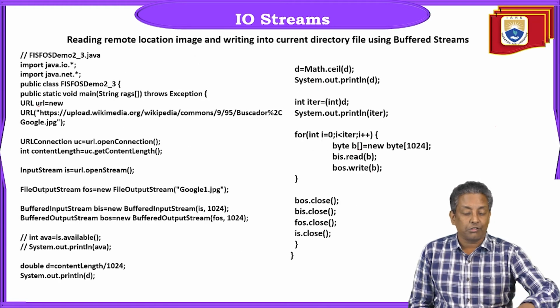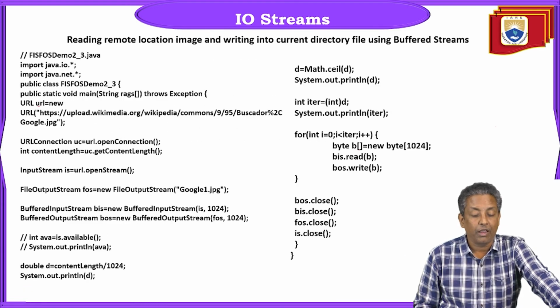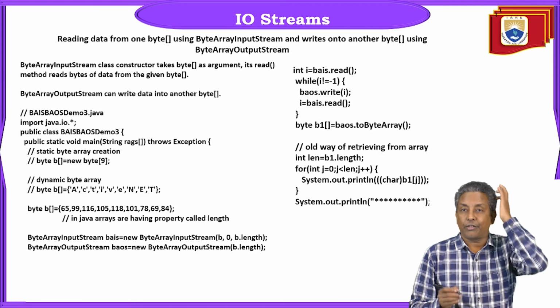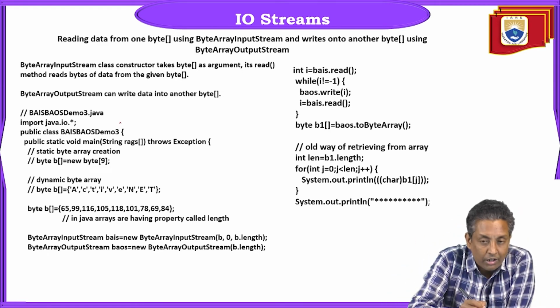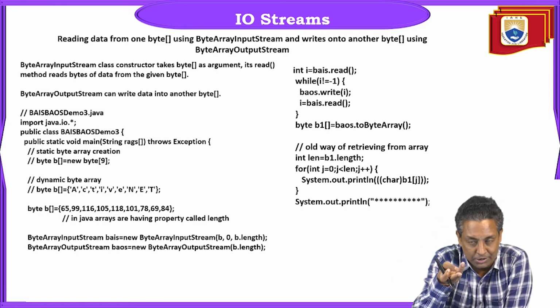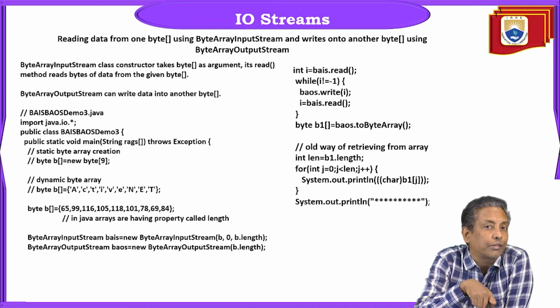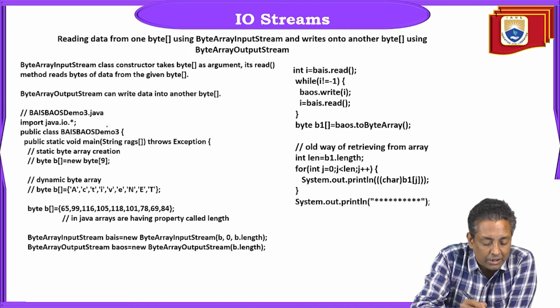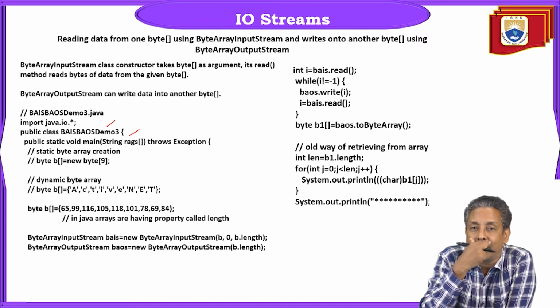And here almost all reading and writing of files is completed using various streams. The example here is reading from one byte array and writing into another byte array. It's a simple example. FileInputStream, FileOutputStream, BufferedInputStream and BufferedOutputStream are completed. Now we are covering ByteArrayInputStream and ByteArrayOutputStream. ByteArrayInputStream will read the data from a byte array. So how to create the class declaration and main method? How to create a byte array? An array can be created in two ways: static way and dynamic way.